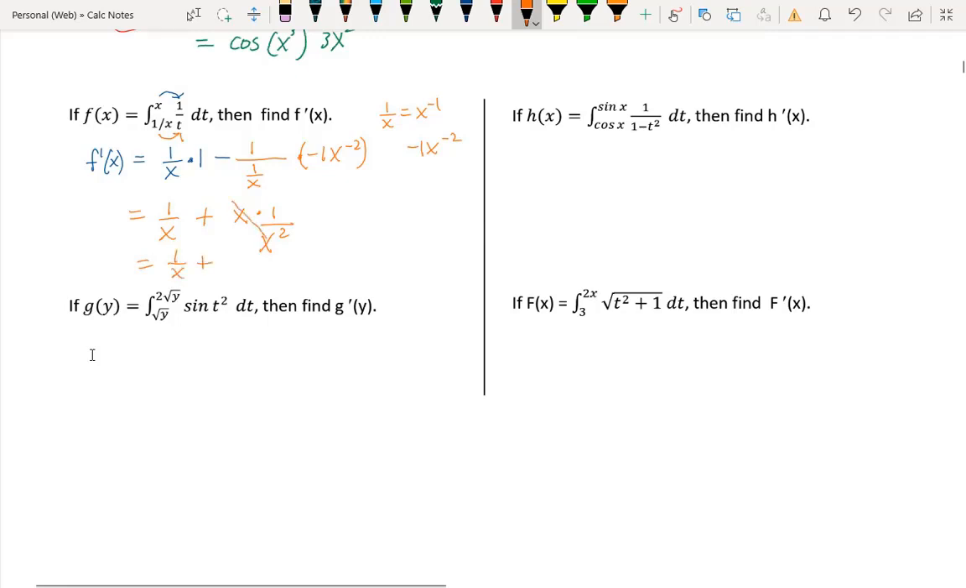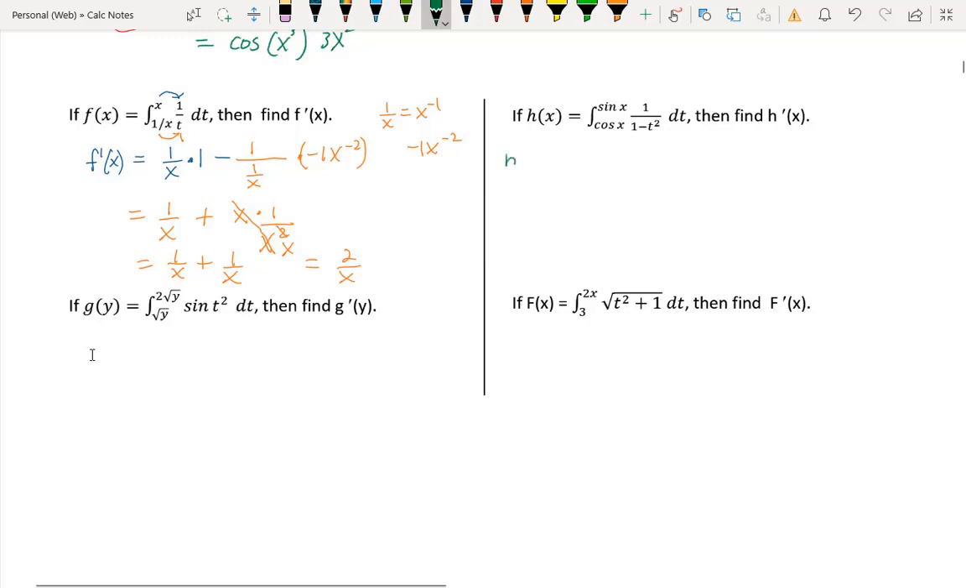When you cancel here, the 2's gone, it leaves another 1 over x, and I end up with 2 over x, and that one's done. Alright, let's take a look at the one on the right side. If h of x equals this integral, find h prime of x.